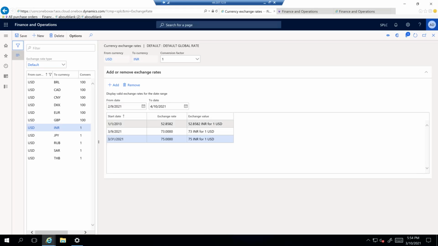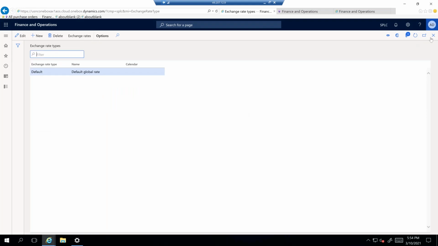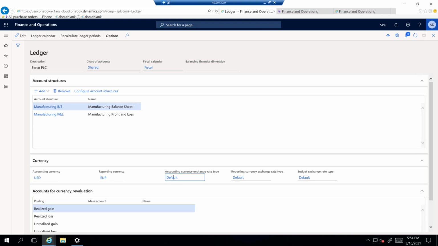So here, if you enter 6th, it will show those details. March 9th is 73, March 31st is 75, April 30th is 70, and May 15th is 69. Okay, this is the exchange rate between accounting currency and transaction currency. Transaction currency versus accounting currency.